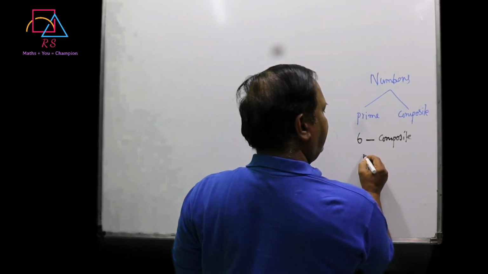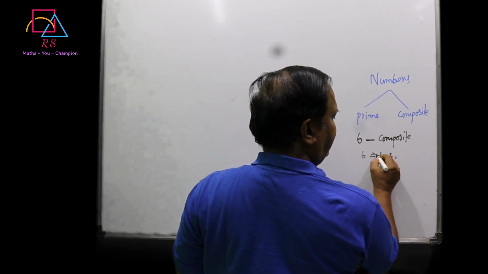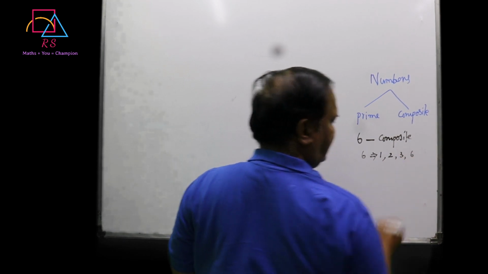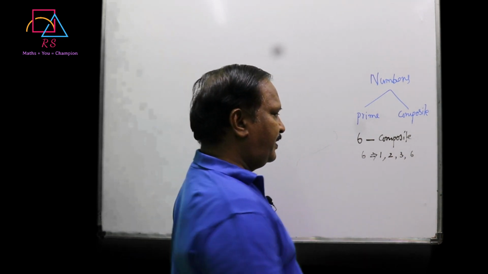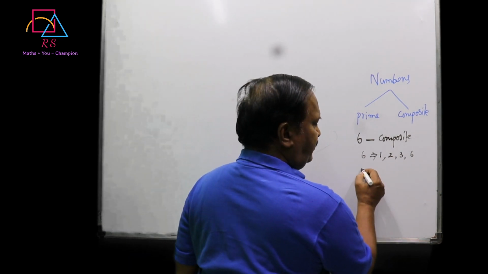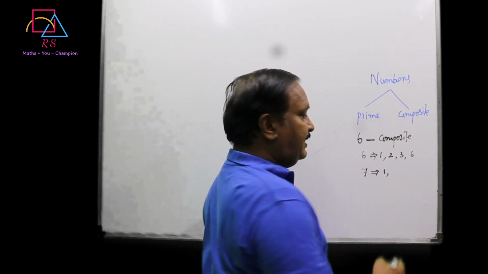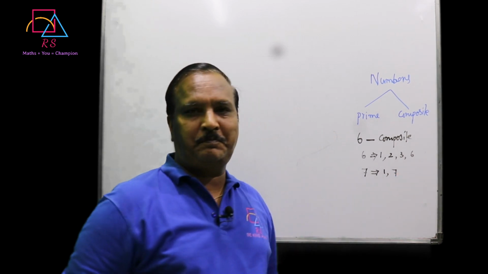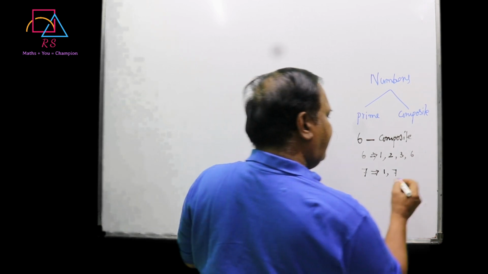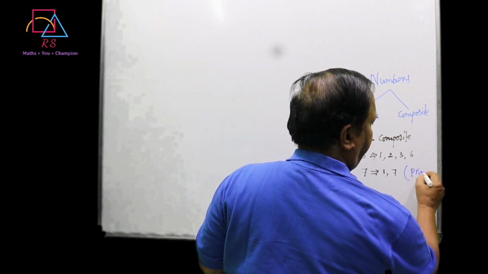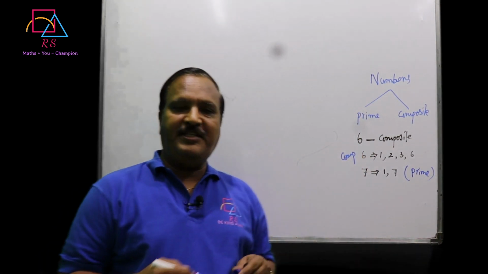The reason is 6 has the factors: 1 is a factor, 2 is a factor, 3 is a factor, 6 is a factor. 6 has 4 factors. Now take 7 for example. For 7, only 1 is a factor, and again 7 is a factor. That means 1 and itself. Therefore 7 we call a prime and 6 we call a composite number.